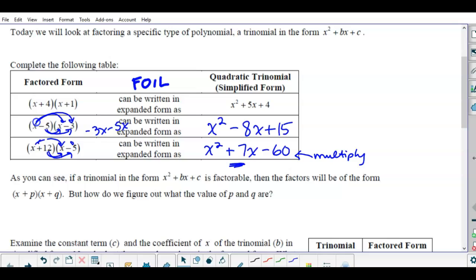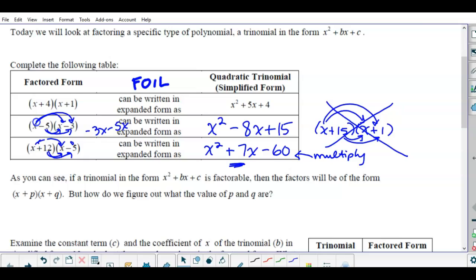Here, why couldn't I have 15 and 1? Well, 15 and 1 don't add to negative 8. So if I decided this factors to x plus 15 times x plus 1, if I expand this out, that works for the constant, but my outside and my inside add to 16x. So that doesn't work. So you have to think about factors of the constant term that add to the coefficient of x.